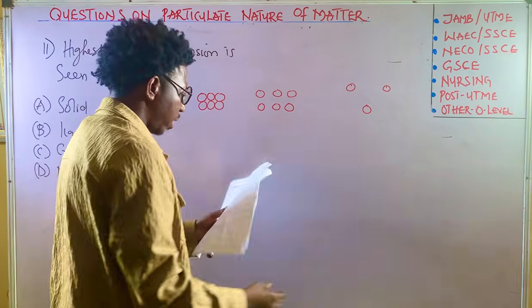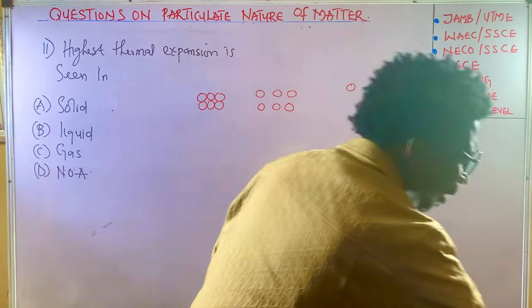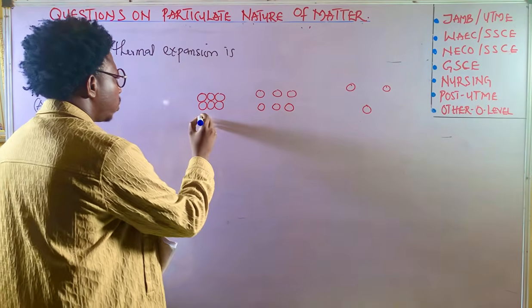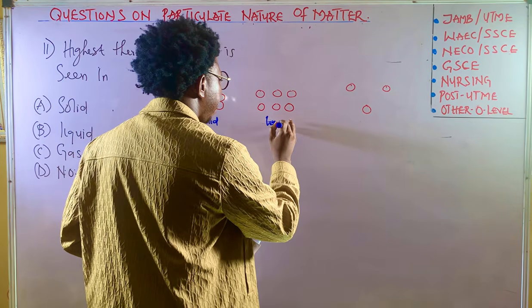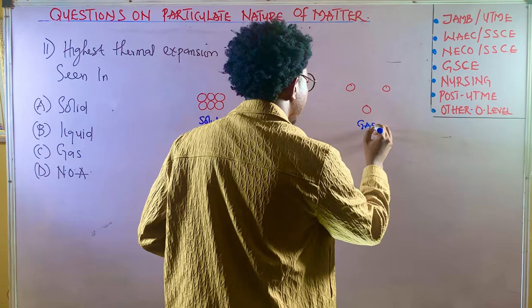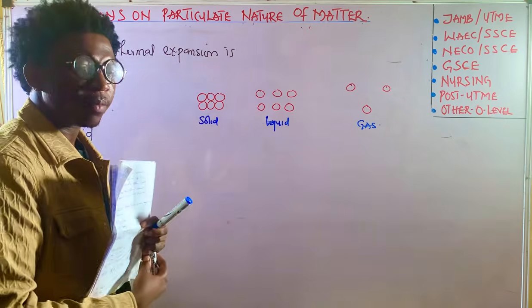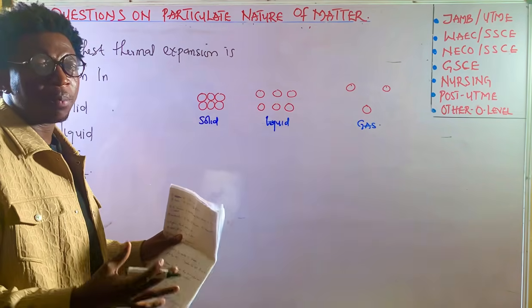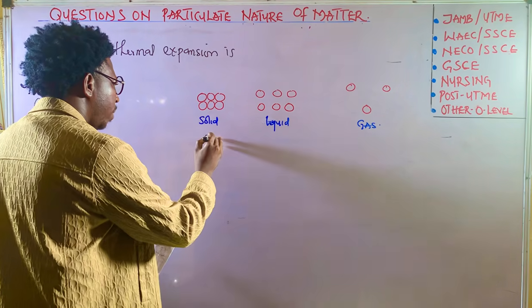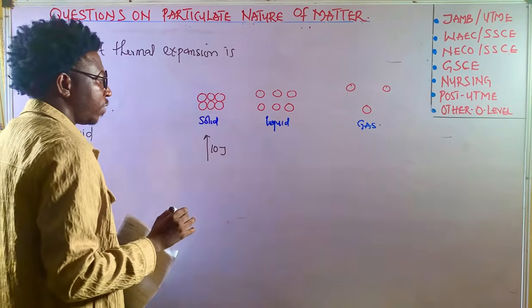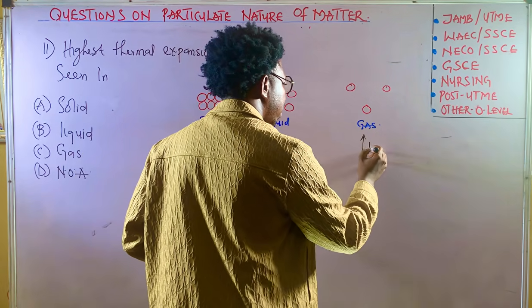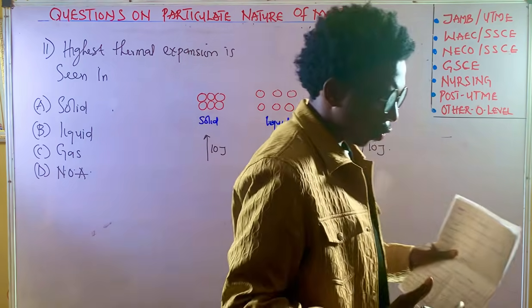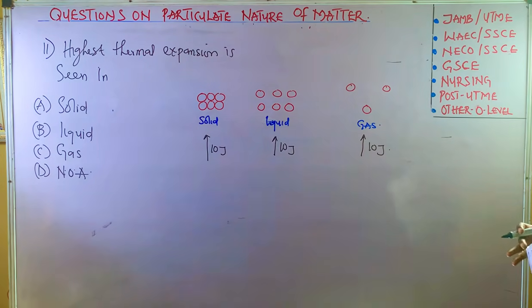The space between the particles of a gas is quite large compared to the rest. So if this is solid, this is liquid, and this is gas. Now, let's assume that we apply equal amounts of heat, let's say 10 joules of heat. Apply here 10 joules of heat. Apply here 10 joules of heat. Now, which one do you think will have the particles move further from each other?